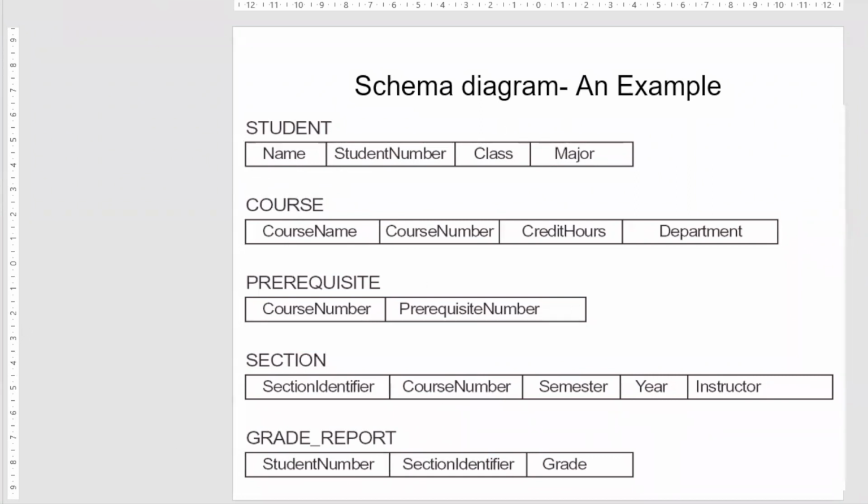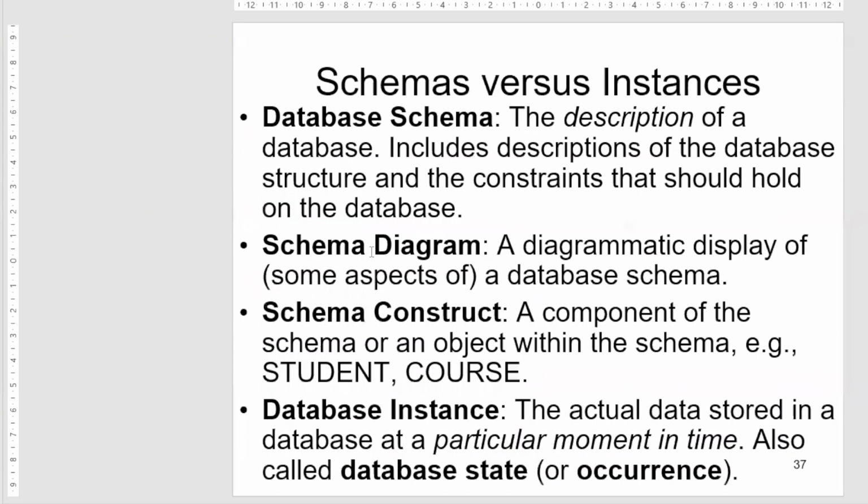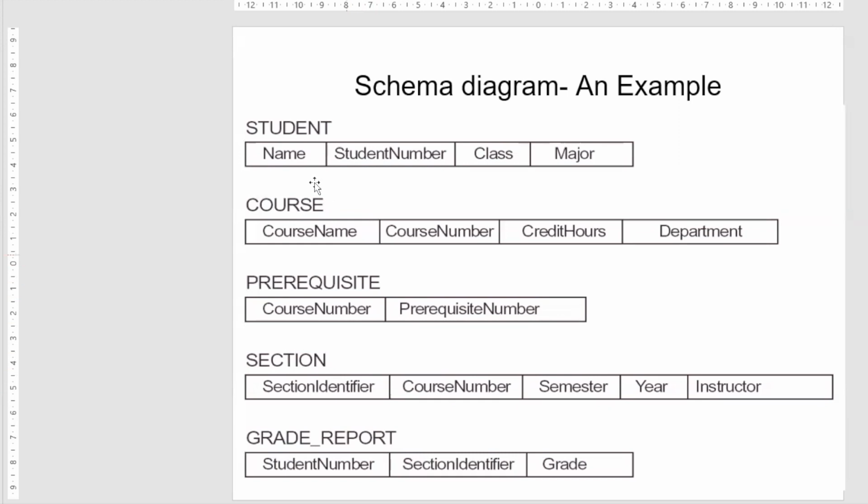Right? Okay. So we move back. Here we have a schema diagram, a diagrammatic display of the structure and the constraints of a database. Here you see schema constructs. The objects or entities and their attributes are the constructs.